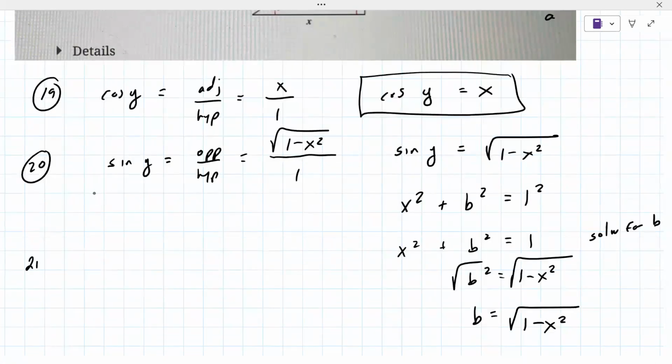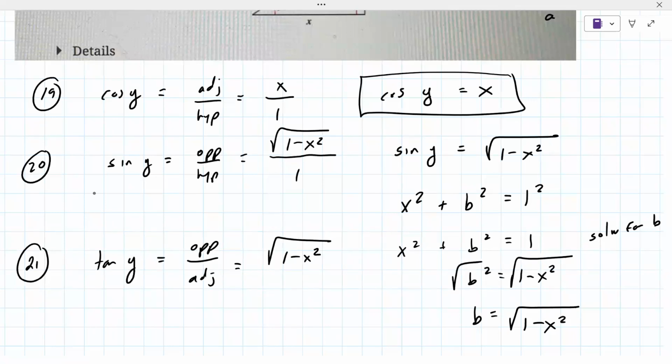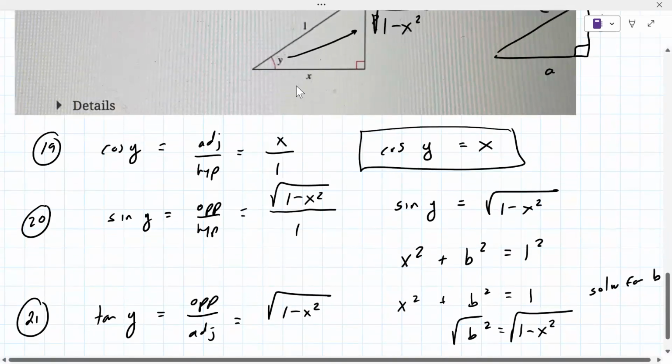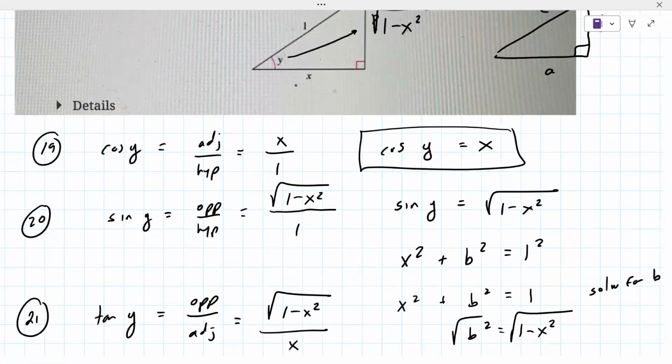And then 21 is the tangent of y, which is opposite over adjacent. It's the square root of 1 minus x squared. And then the adjacent here is x. So all over x, like that.